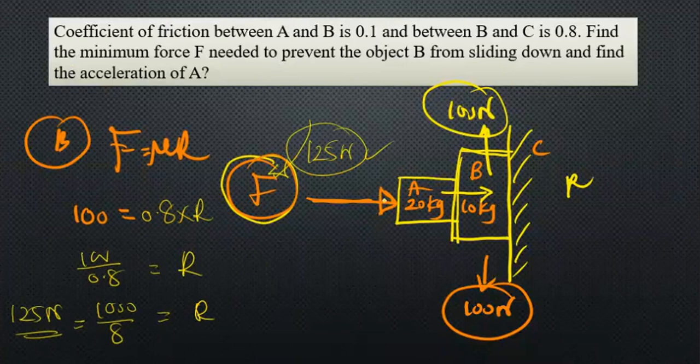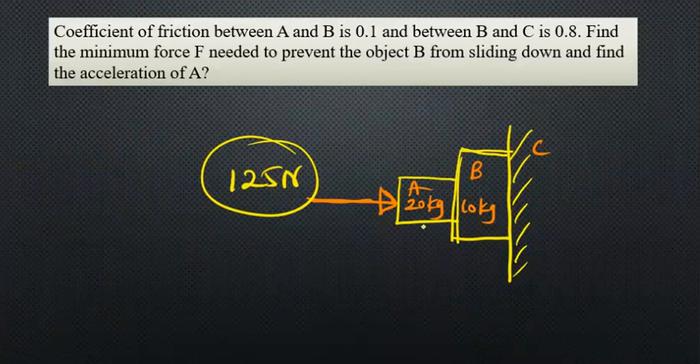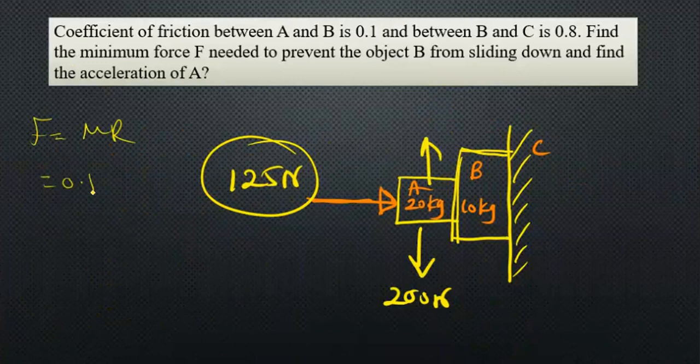They are telling us to find the acceleration of A. Now we are applying only 125 Newton here. So the downward force has to be 200 Newton. Let's find the frictional force up. F equals mu R, mu is 0.1, and 125 force is applied. So it is 12.5 Newton up. So obviously it is sliding down.